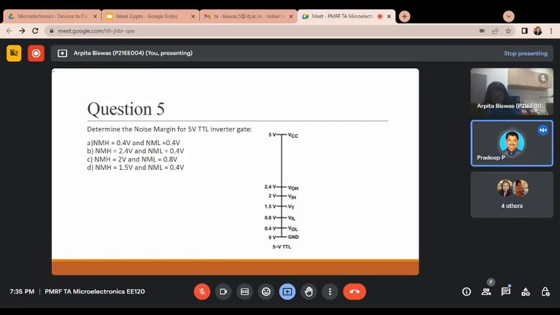Option A, madam, 0.4 volts. 2.4 minus 2, 0.8 minus 0.6. Yes, ma'am. Option A will be the right answer. Okay. Kavya and Samuel, what is the right answer and how to calculate it? Direct substitution, according to the formula.